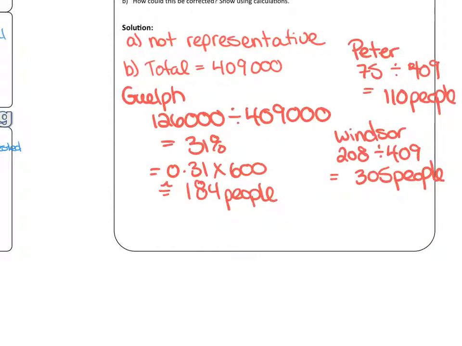So now you see, if you do the same calculations for all 3 cities, we get that we're going to actually do 184 people from Guelph, 110 people from Peterborough, and 305 people from Windsor, which makes sense. Windsor has the bigger population, so we should interview more people from Windsor. Peterborough has the smallest, so we'll do fewer people. So now we've got it a little bit more representative. So that's how a stratified sample works, and I know you've got questions like that in your practice stuff, so I wanted to point that out.